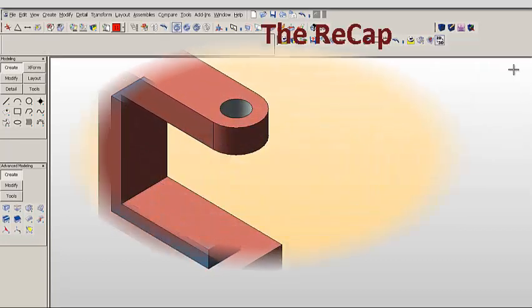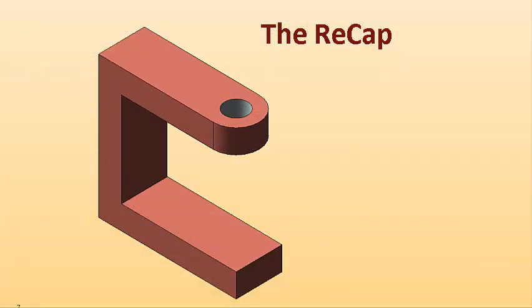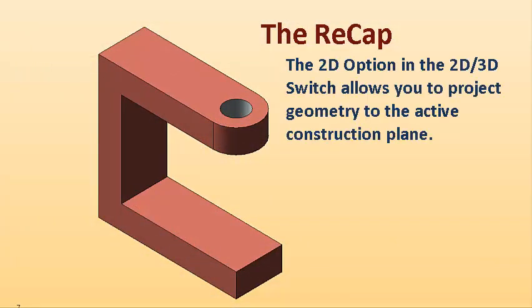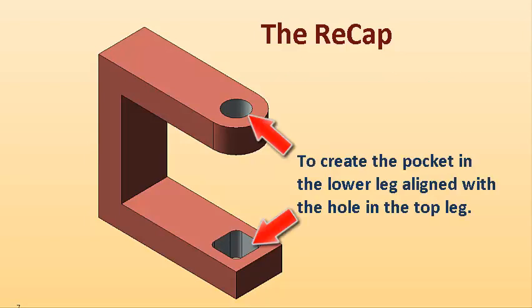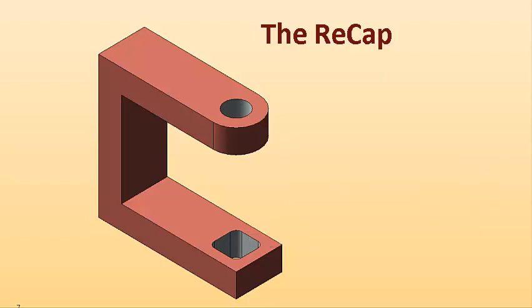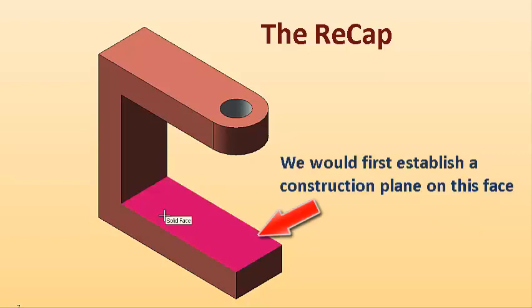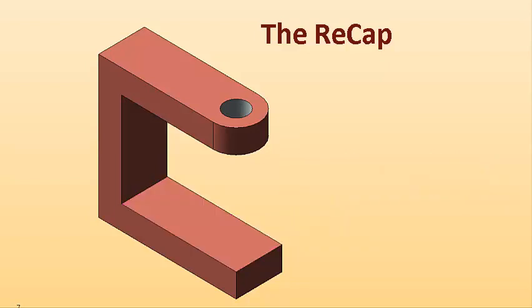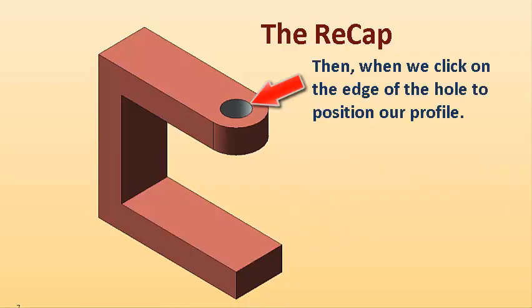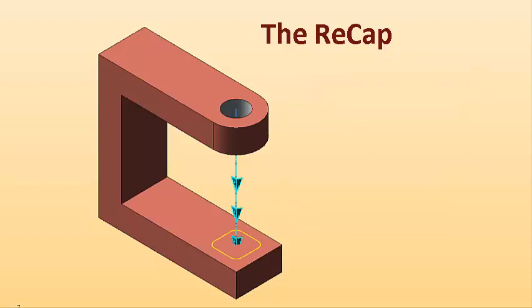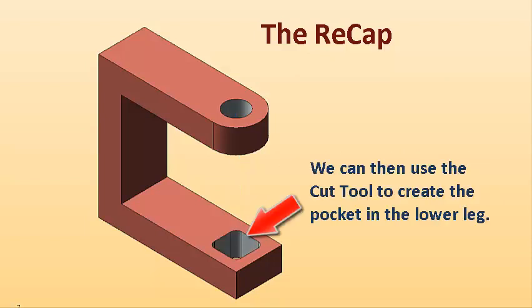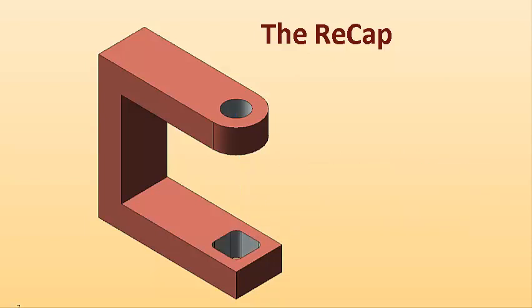So let's recap. Using the 2D/3D switch makes it extremely easy for a situation like this. Again, the goal is to create a pocket in the bottom centered on a hole at the top. With that 2D/3D switch set and the construction plane assigned to this face, we can very quickly project our profile down to the plane where we want it to land. Then once we have it on that plane, we use the cut tool and create a pocket in the bottom leg.